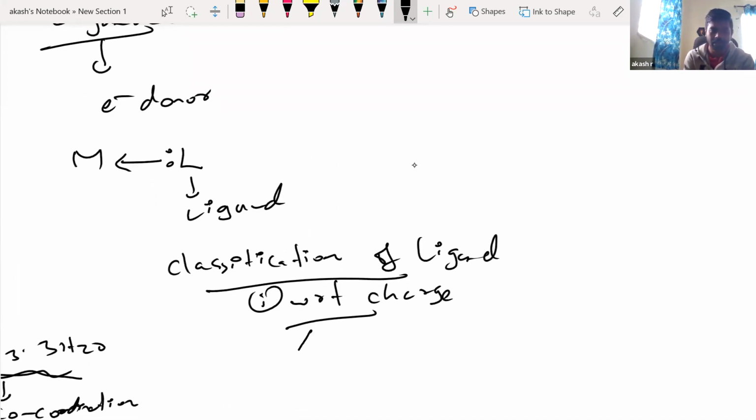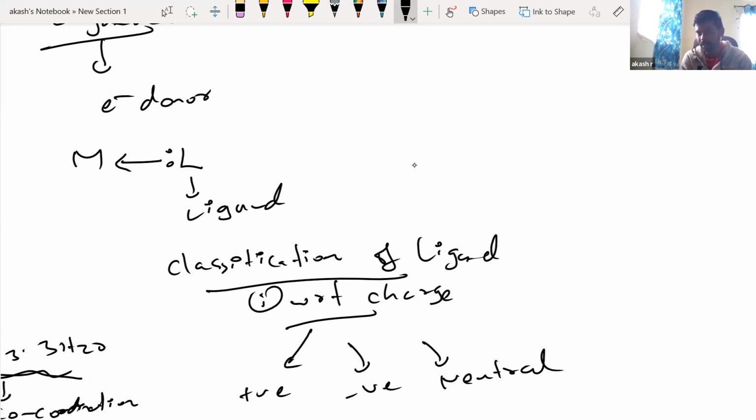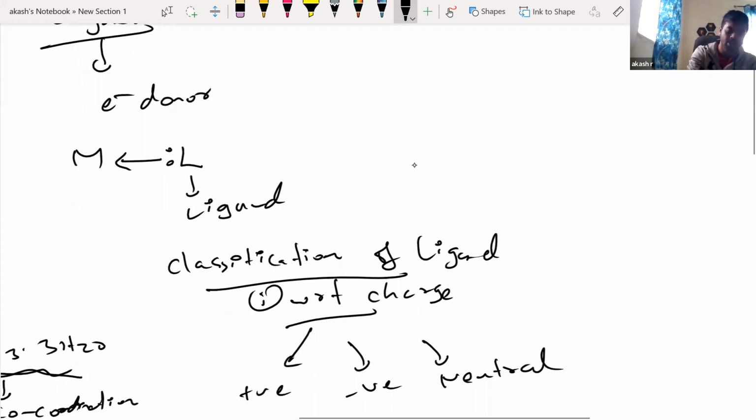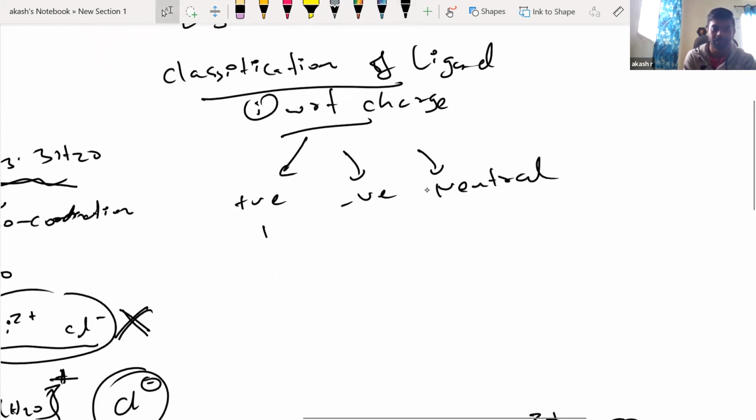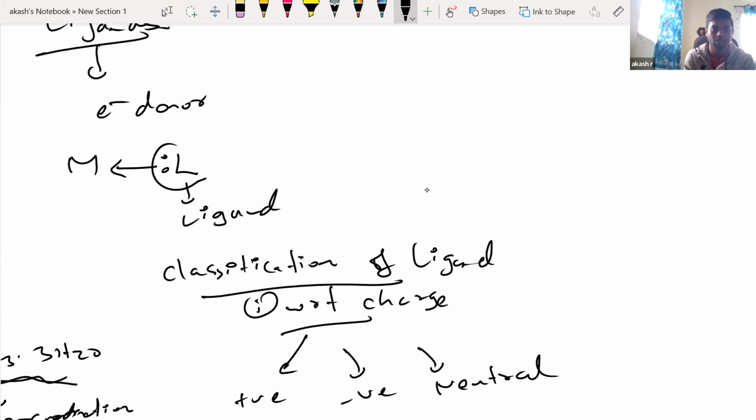Under this, we can have positively charged ligands, negatively charged ligands, or neutral ligands. What can be examples? For example, if you want a positively charged ligand, all that you have to understand is that this particular L is now going to have some kind of positive charge.